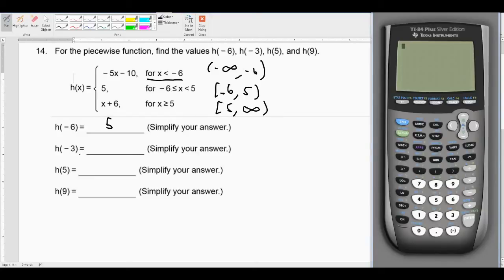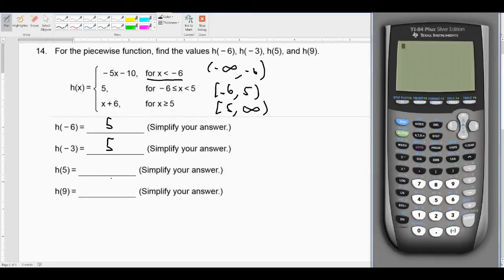Now for h of negative 3, we're looking for the interval, or the domain restriction, where negative 3 would be. And that is in here once again, because if you were to count from negative 6 to 5, just counting by ones, negative 6, negative 5, negative 4, negative 3, negative 2, negative 1, 0, 1, 2, 3, 4, 5, 5 not included. But negative 3 is in there, and once again it's that same y value, so that answer would be 5 also.